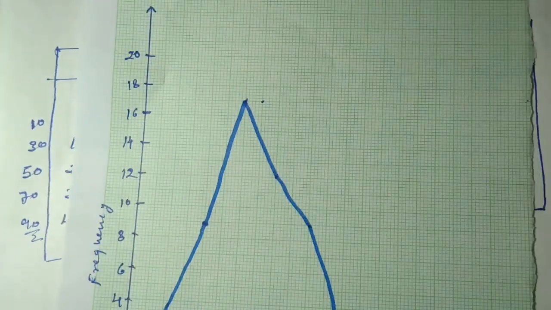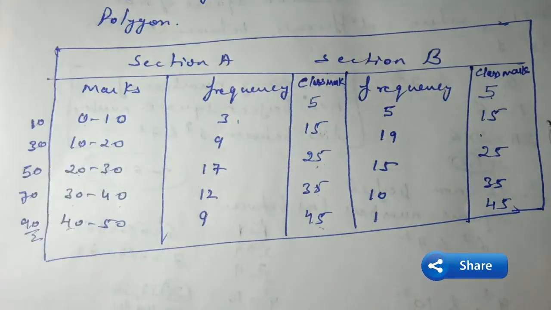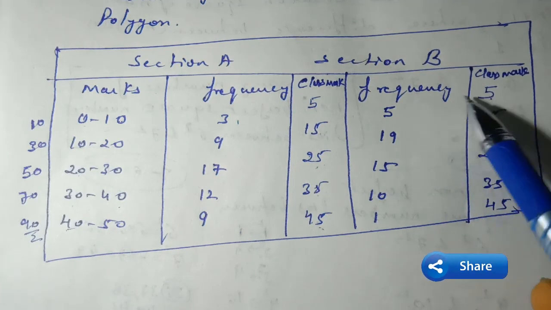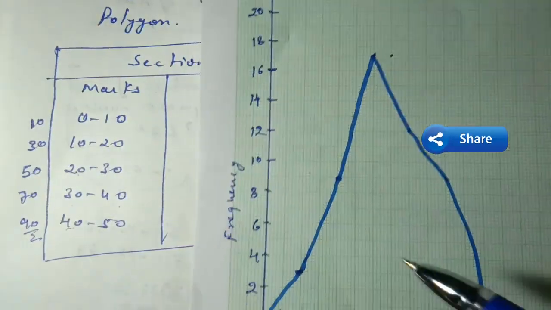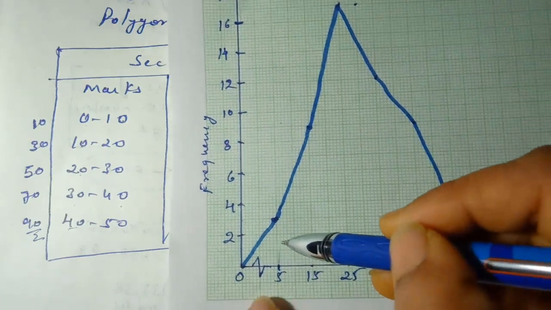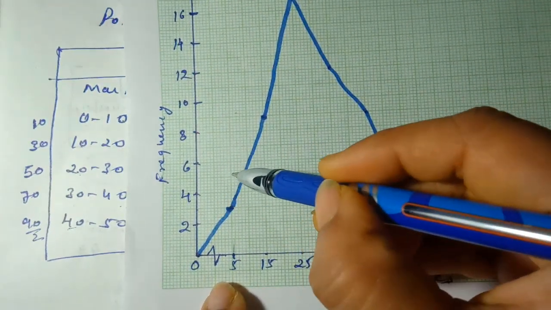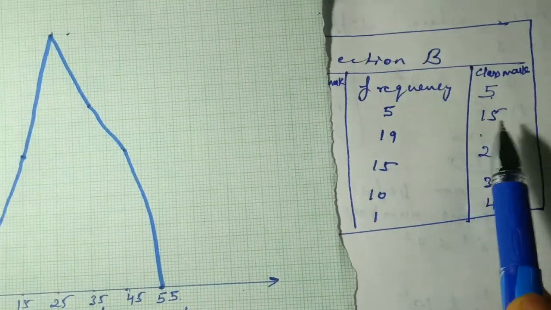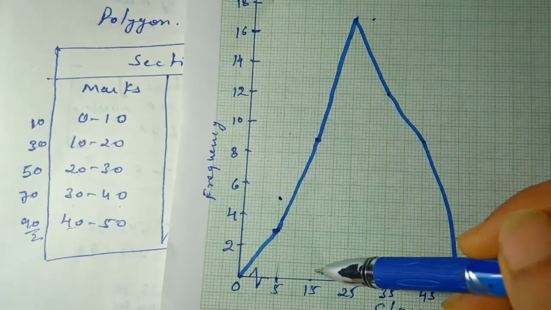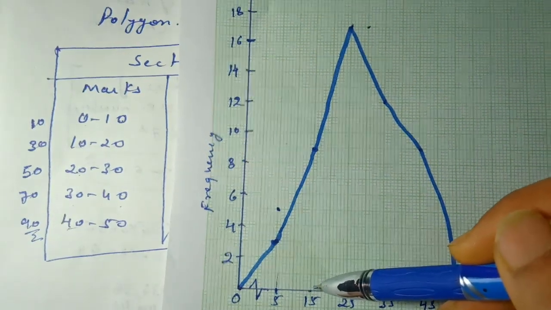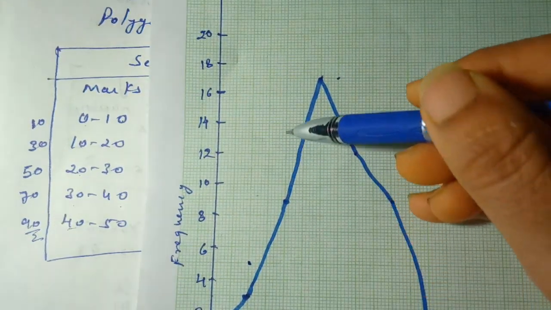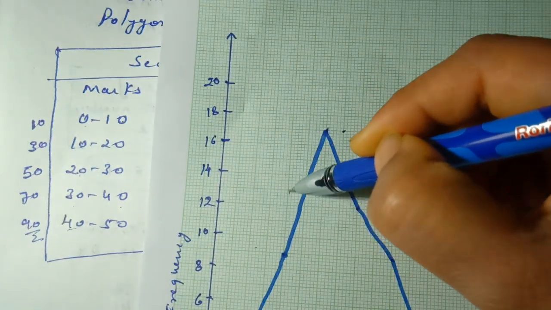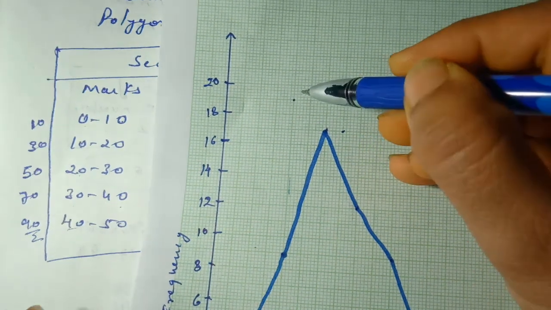Now let us mark the points for section B. For section B we have 5 and 5. 5 is here and 5 will be between 4 and 6. So it will be here. Then next we have 15 and 19. So 15 is here and 19 will be between 18 and 20. So it will be over here.